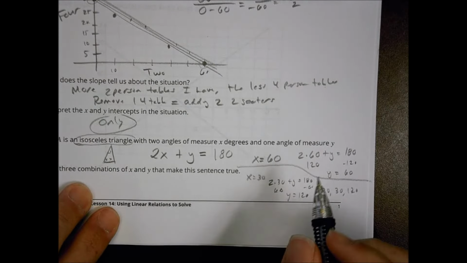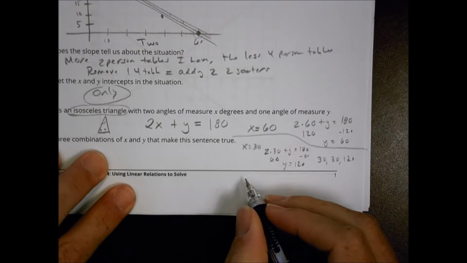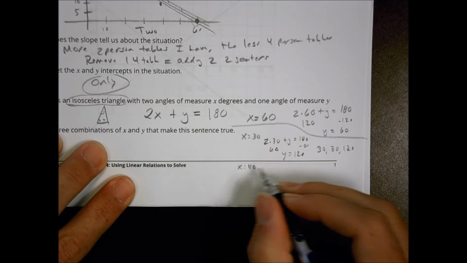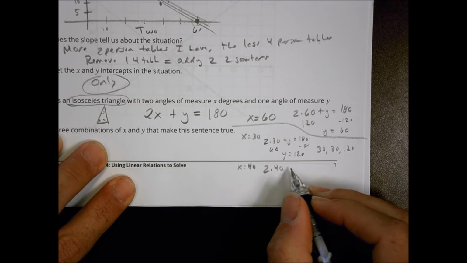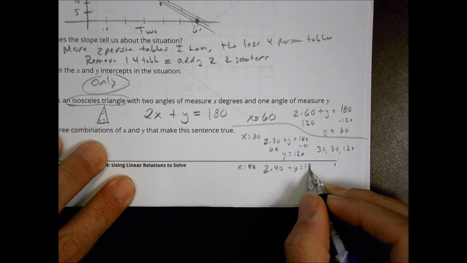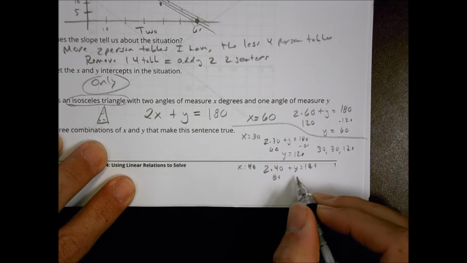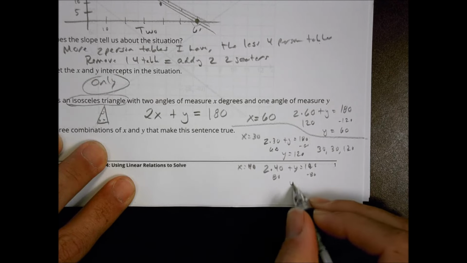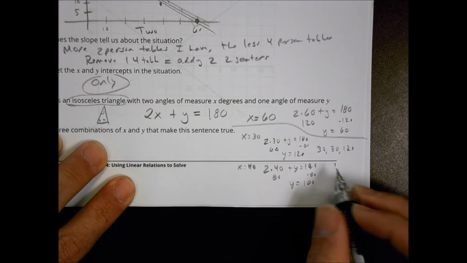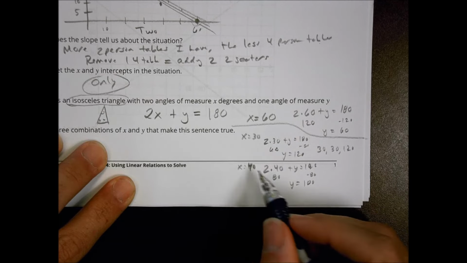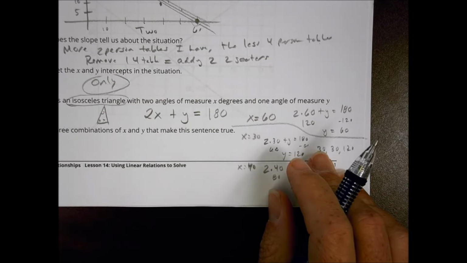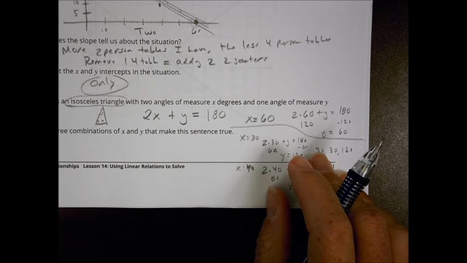I could also try a 40. If x equals 40, what would I get? Well, I'd have 2 times 40 plus y equals 180. That becomes 80. Subtract it from there, and y equals 100. So I could use a 40 to come up with that one there. So there's a couple options there for you. I'll let you come up with one additional one for your homework there. So I think 2 out of 3 is pretty good help.